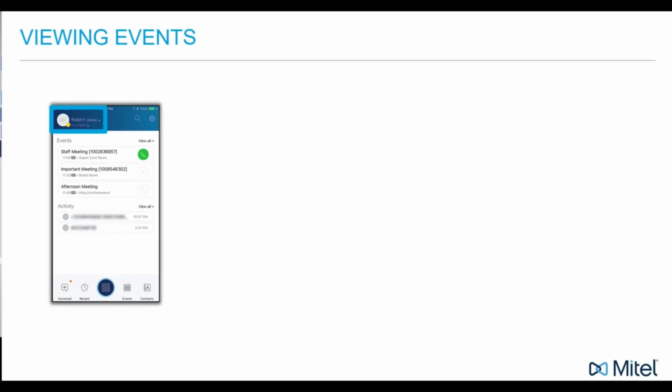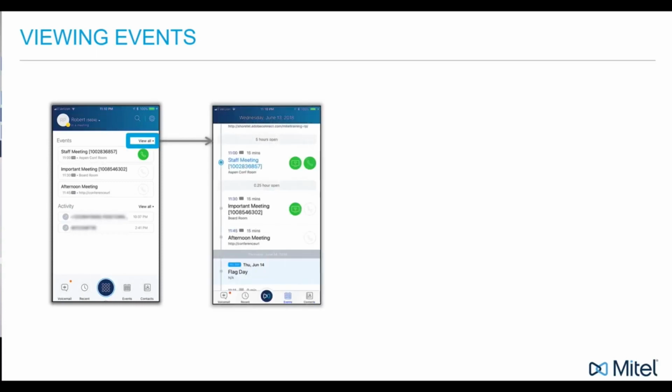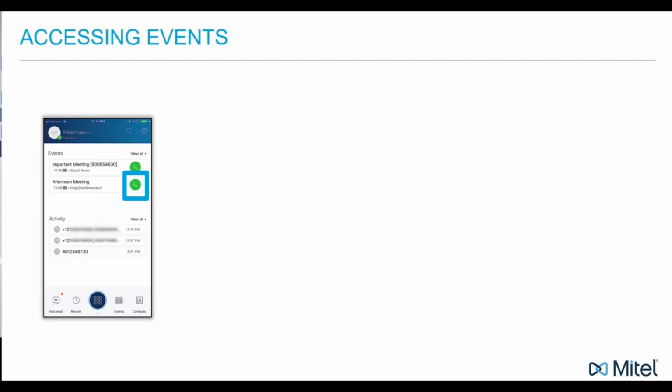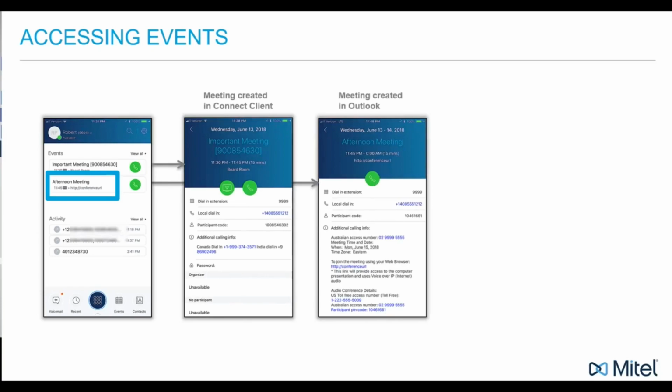If you've synchronized your desktop Mitel Connect client with your Outlook meeting status, clicking the View All button will show you a detailed listing of your meetings. Click the phone icon to join your meeting via the telephone. Clicking on the meeting text will show you the details for your meeting.